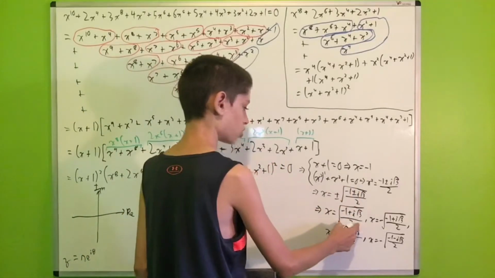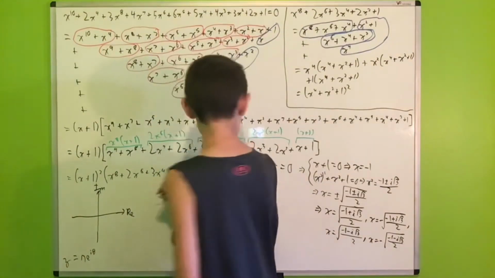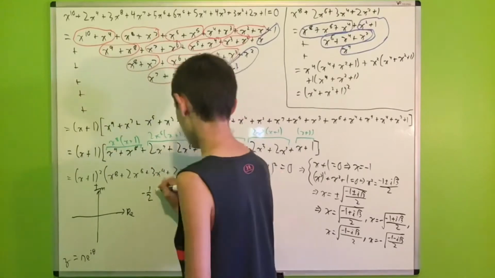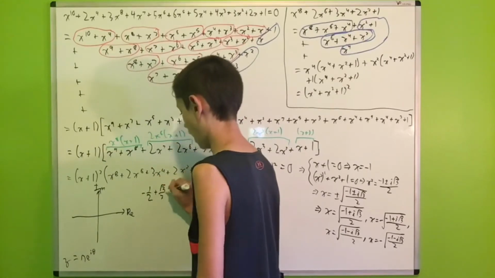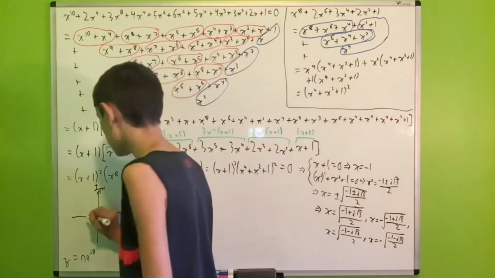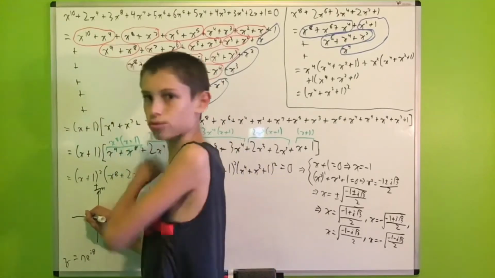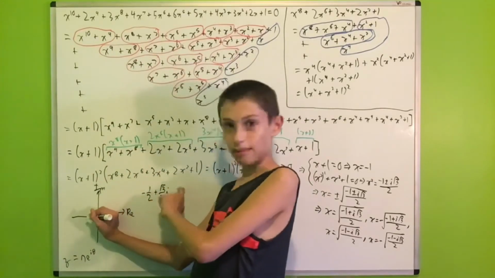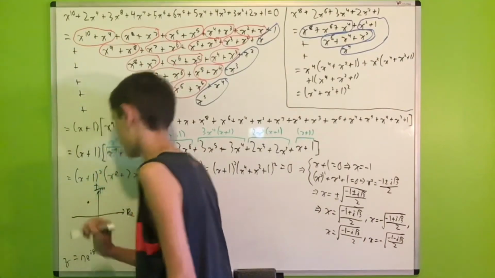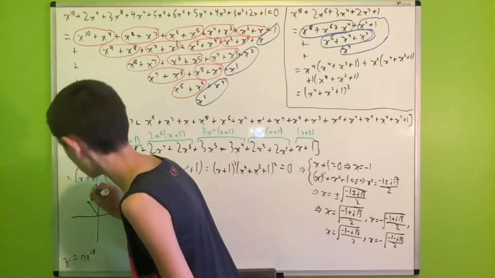Well, let's take a look at negative 1 plus i square root of 3 over 2. I'll divide everything by 2, so we'll have negative 1/2 plus square root of 3 over 2 i. Now let us plot this onto the complex plane. Negative 1/2 is our real part and square root of 3 over 2 is our imaginary part, so our point will be probably here. Now let us connect it to the origin.